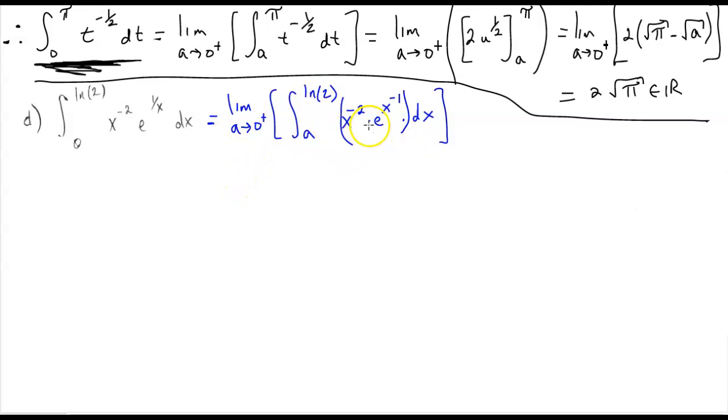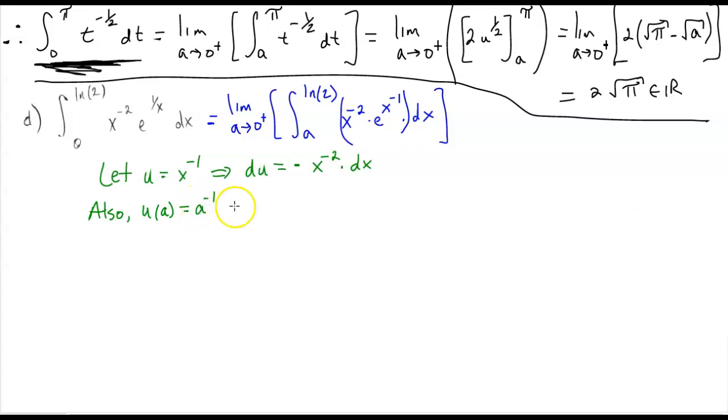Now, if we were going to do this the computational way, what you would do is something like this. You would say let u equal x raised to the -1. And of course, if you took the derivative of that, you would see that that ends up being negative x raised to the -2 dx. And so when you rewrite everything, of course, you'll also let u of a actually be a raised to the -1. And you'll also have u of natural log of 2. This will be 1 over natural log of 2. Okay.